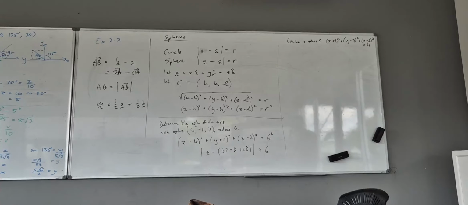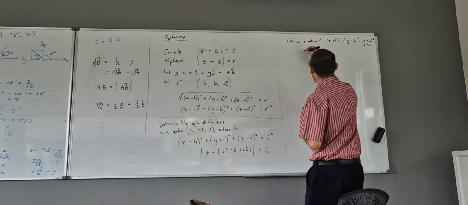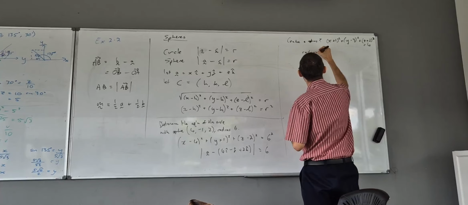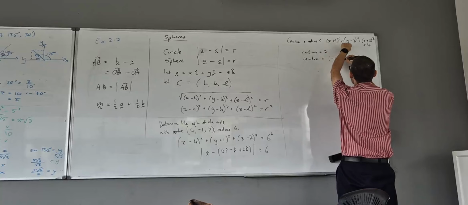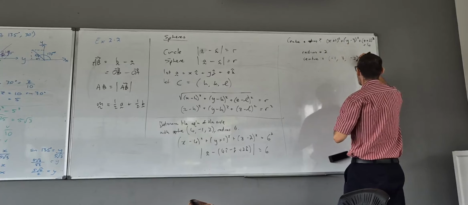The radius is 2. Uh-huh. And the centre is negative 1, 3, negative 2. And the centre, carefully, is subtracting, so negative 1, 3, negative 2.